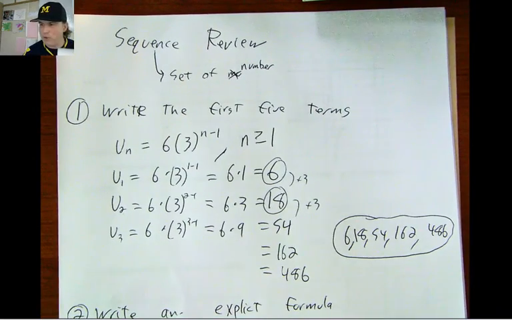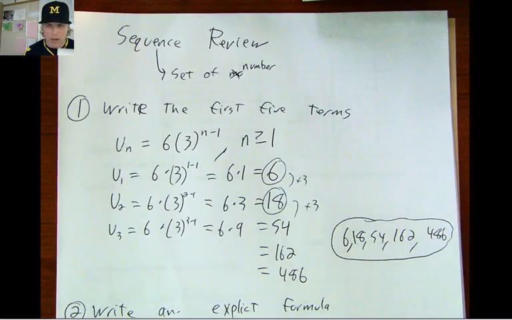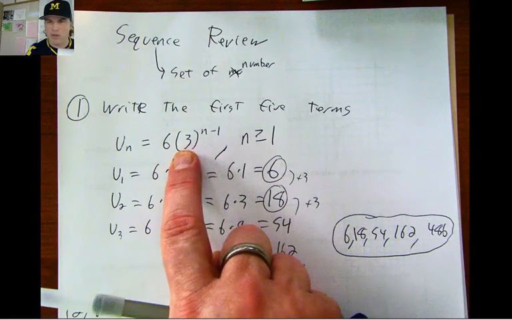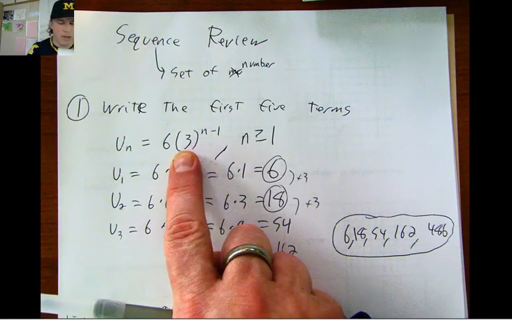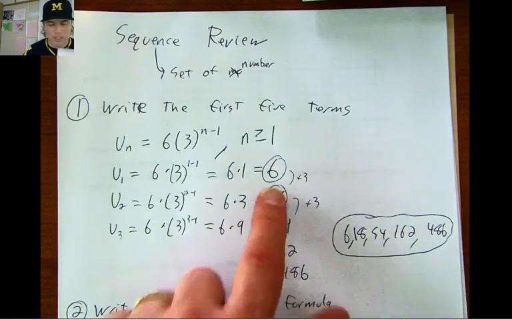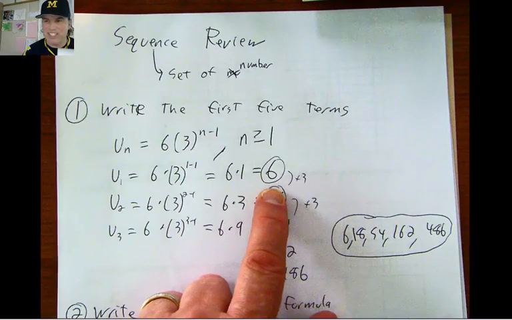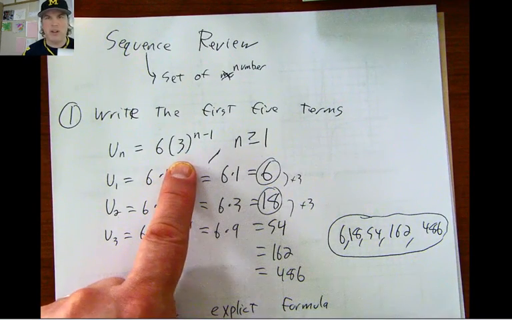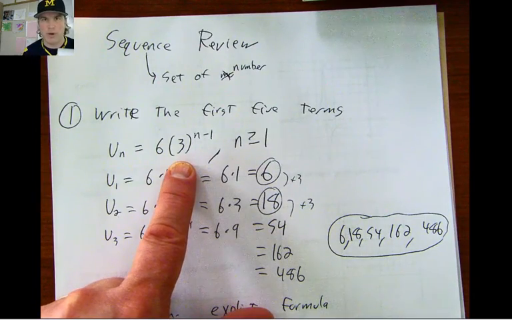Are there different ways of doing this? Of course there are. We've done this chapter. Remember when we were graphing exponential equations? And in exponential equations, you are multiplying by 3. So once you have that first term, 6, because you have this 3 to the n minus 1, that tells you that you're going to be multiplying by 3 to get from number to number to number.